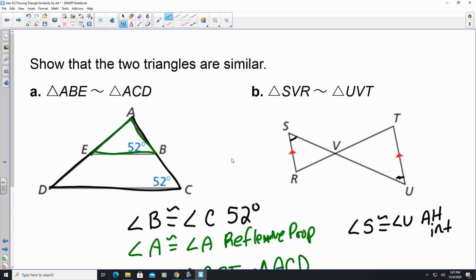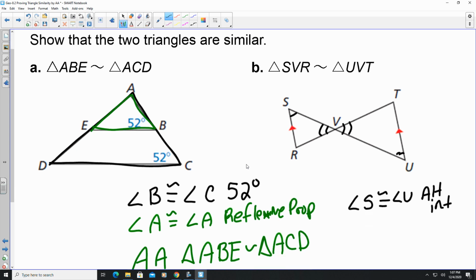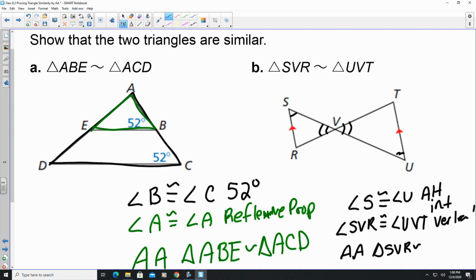The second one, you wouldn't have needed to know that those are parallel, but I do know that these two angles are congruent because of vertical angles. So I can say angle SVR is congruent to angle UVT because of vertical angles. I have now two sets of congruent angles, so by angle similarity, triangle SVR is similar to triangle UVT.